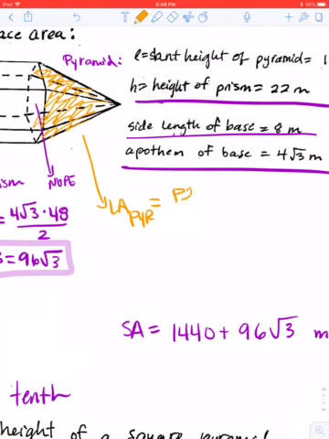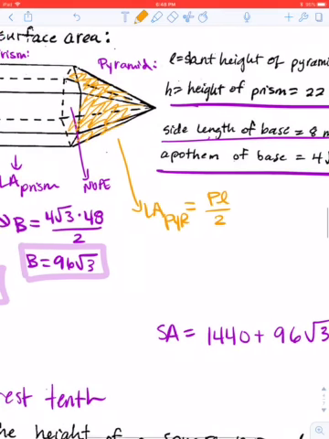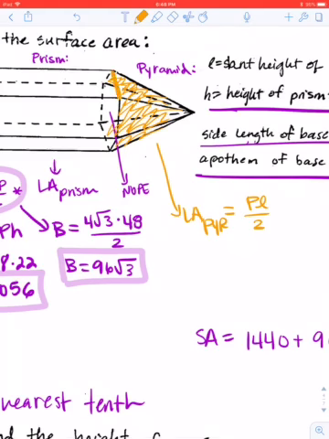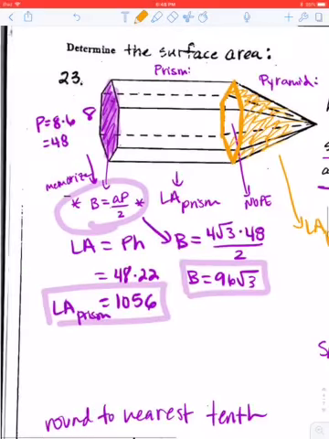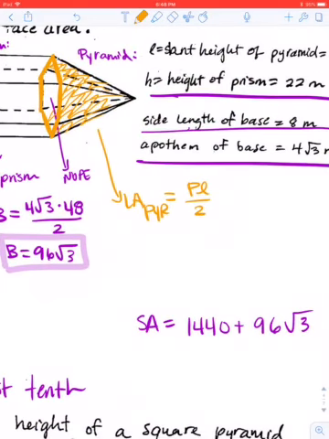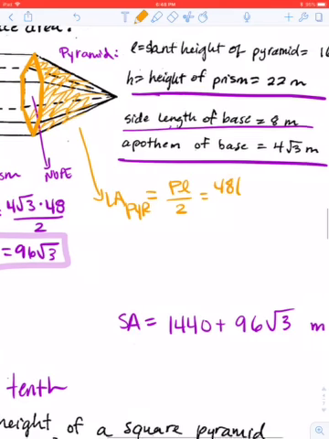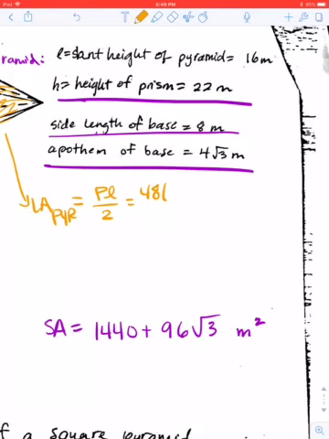That formula is perimeter times slant height divided by 2. Now, this is perimeter of the base. The base of this pyramid is the same as the base of this prism. So the perimeter is also going to be 6 times 8, which is 48. The slant height was given to you? How nice. 16. Remember, sometimes you have to use the Pythagorean theorem to find that. But you don't in this case because I love you so much and I didn't want to make you do that. So the lateral area of the pyramid is 384.